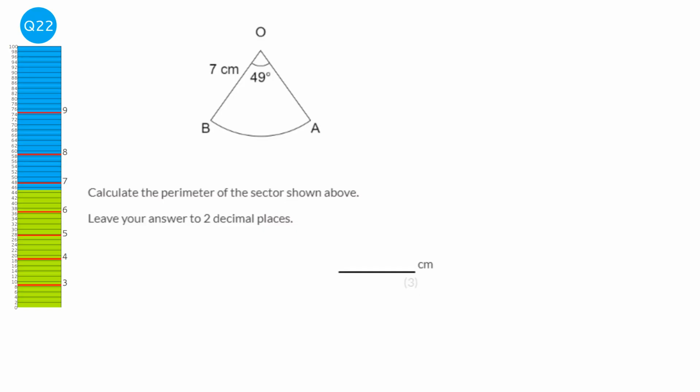To find the perimeter of this sector, we've got to first of all find out the length of the arc, which will be this part here. And the formula for arc length is, first of all, we find out the fraction of the circle we have. So we put the angle over 360, and that will tell us the fraction of the circle that the sector is, and then all we do is we times that by the circumference, which is pi d.